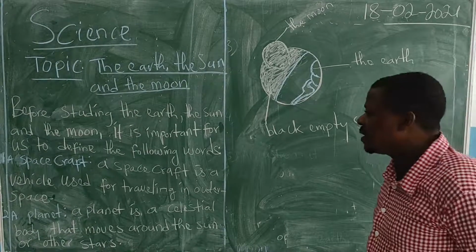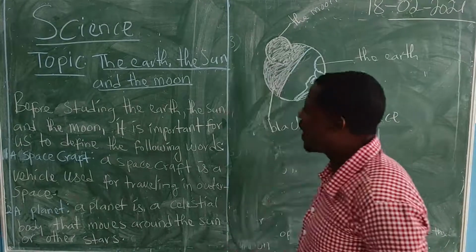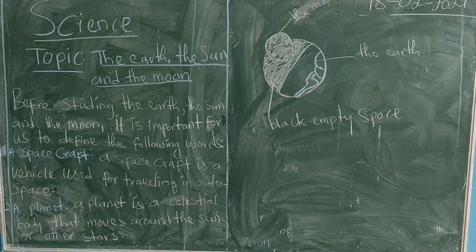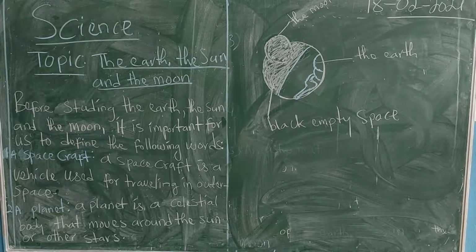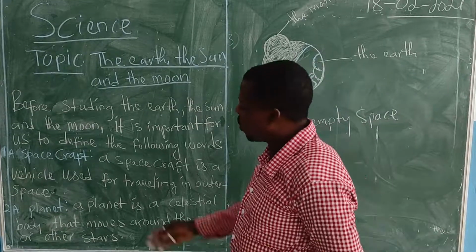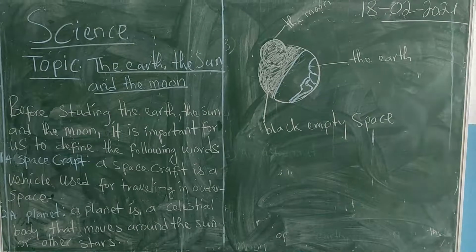So, in this lesson, we have studied the Earth, the Sun, and the Moon. Before we started looking at the Earth, the Sun, and the Moon, we started by defining some of the terms that are important when looking at space.